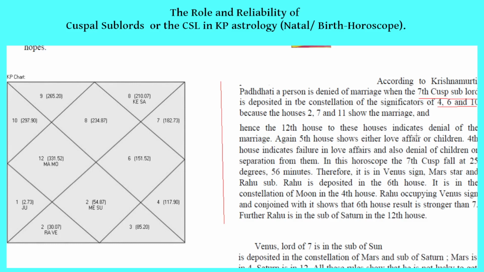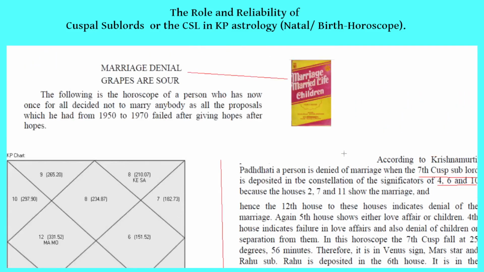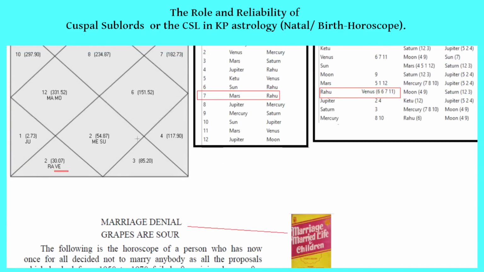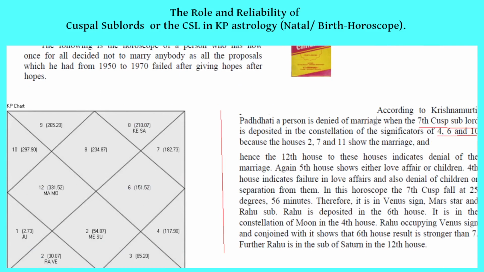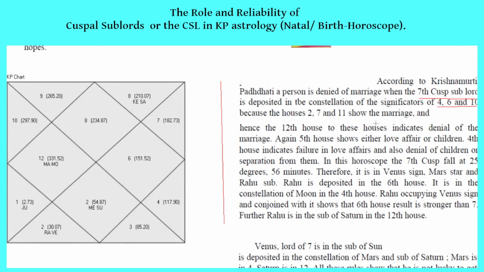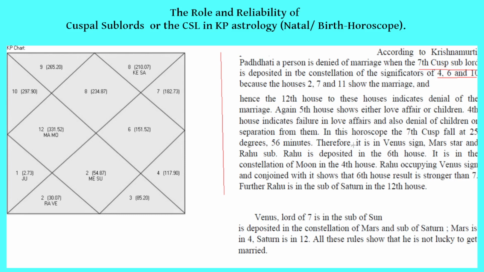Second, let's look at the reasoning. When we were analyzing this chart, we saw that the marriage is promised. Let's look at how this chart has been analyzed to infer that this person will not get married. In this horoscope, the seventh cusp falls in Venus sign, Mars star, and Rahu sub. We saw that it is in the Rahu sub.